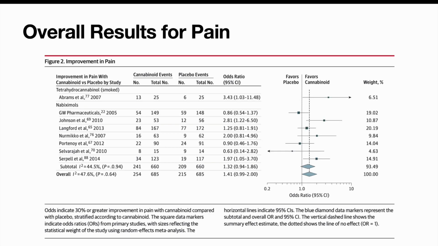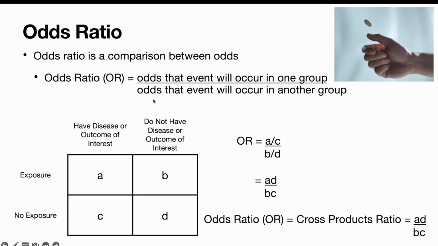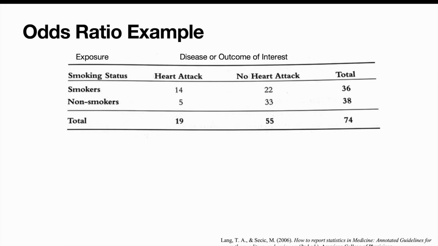So if we go back and we look at our overall results for pain, we see that our outcome that we're looking for is improvement in pain. And we see if our odds ratio is greater than 1, then those who were exposed to the cannabinoids had an effect of improvement in pain, whereas those who had an odds ratio less than 1, it means that a placebo worked better. So that's how we would interpret that.